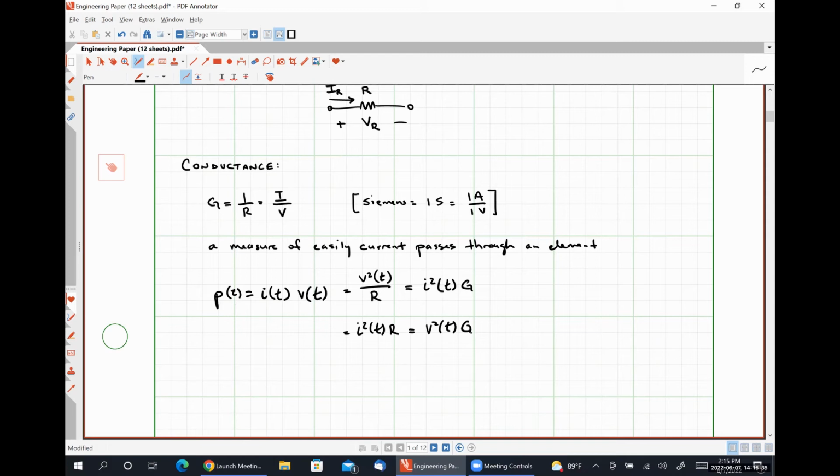So hopefully the overwhelming majority of this little section here was review, right? Before we move along to Kirchhoff's current law and Kirchhoff's voltage law, does anyone have any questions regarding Ohm's law? All right.